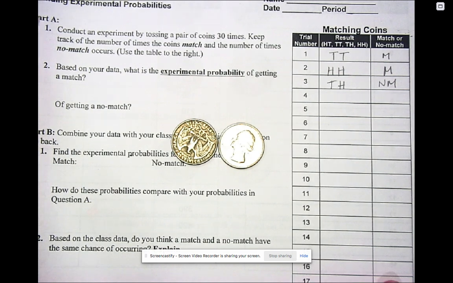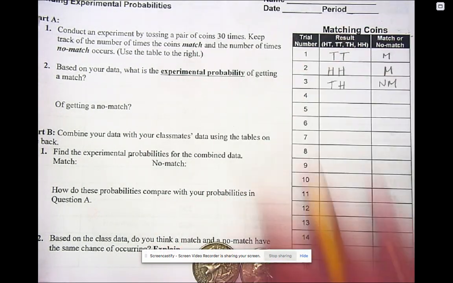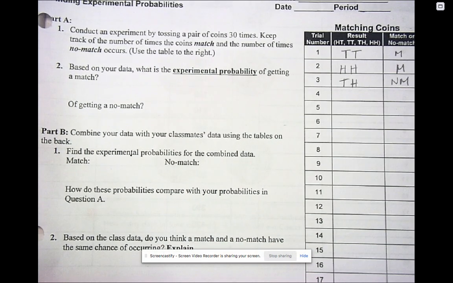Okay, so let's hear what he didn't want. So you're going to go ahead and do all through 30. So go ahead and do that now.